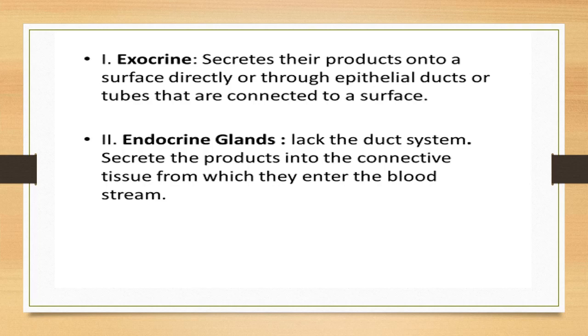Whereas the endocrine glands do not require a duct system. They secrete their products into the connective tissue, from which they enter the bloodstream and are carried to distant areas. For example, the thyroid gland, the ovarian glands, the suprarenal glands, the pituitary gland. They all secrete their products into the bloodstream, and it carries them later on to distant areas.